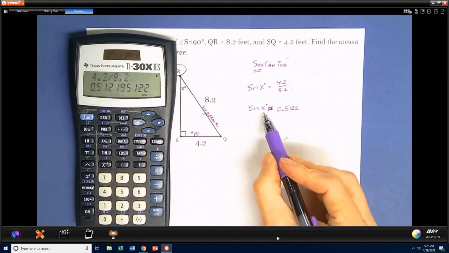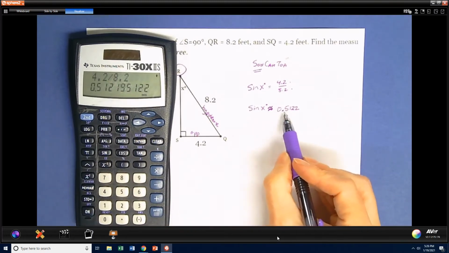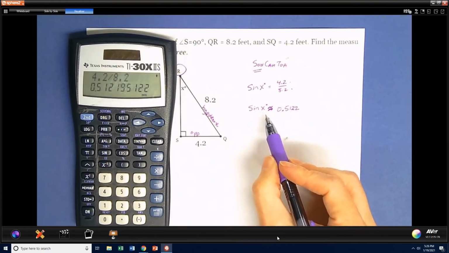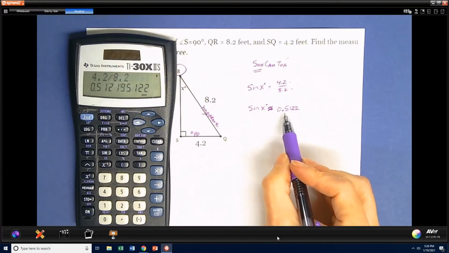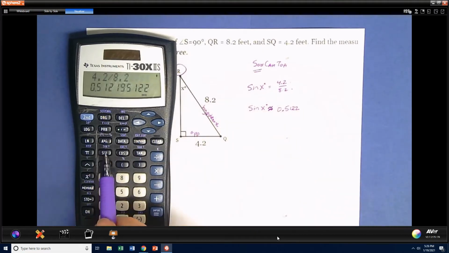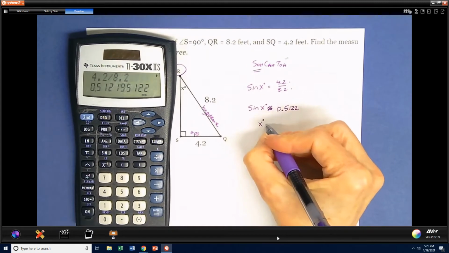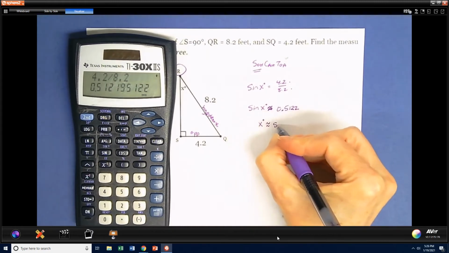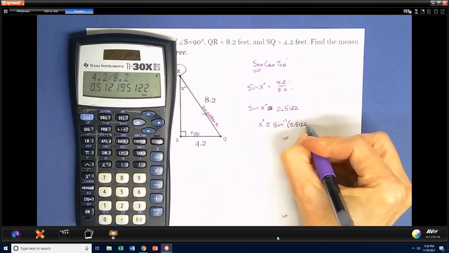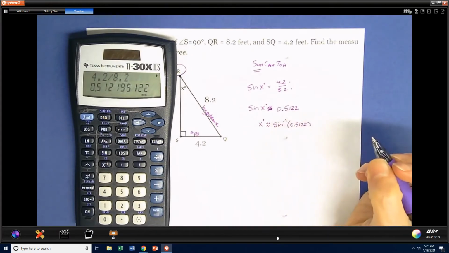Now I need to find the measure of angle X, so I need to go backwards to undo taking the sine of angle X. So I'm not going to take the sine of this number. I'm going to take the inverse sine of this number. On the calculator, there's a symbol right above my sine button that says sine with a little -1 above it. That's inverse sine. So X is approximately equal to the inverse sine of 0.5122. This is not an exponent, it's just up high like one.